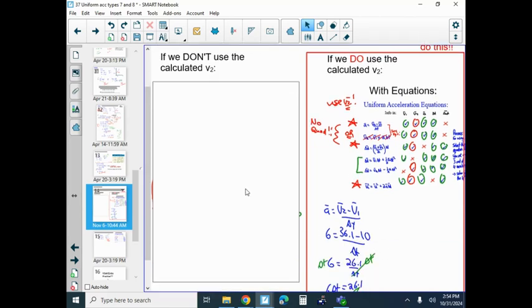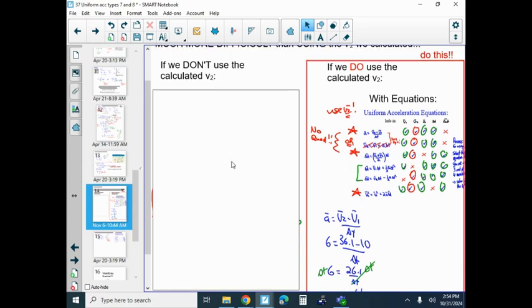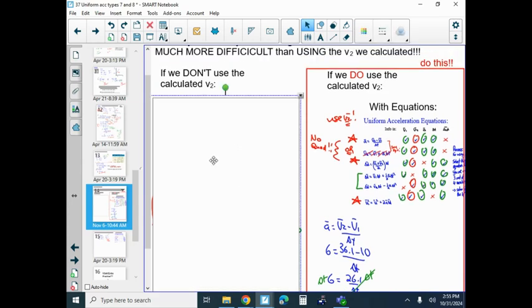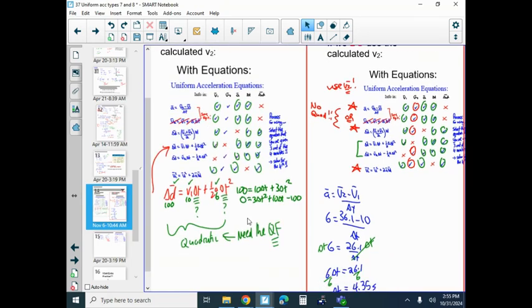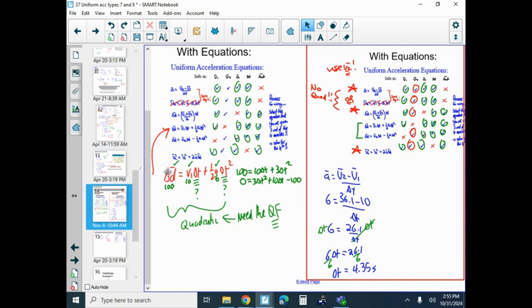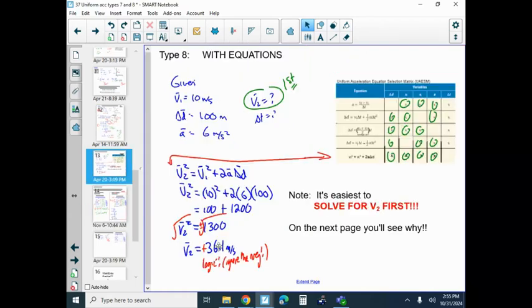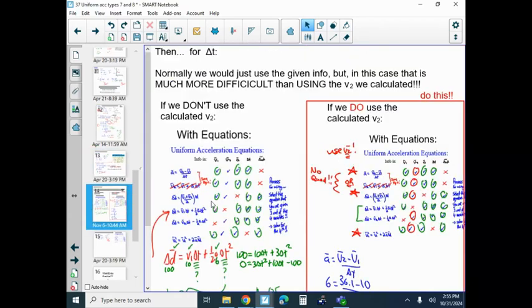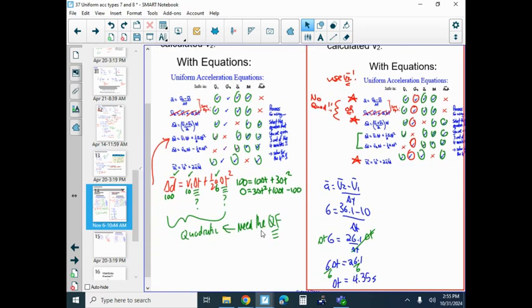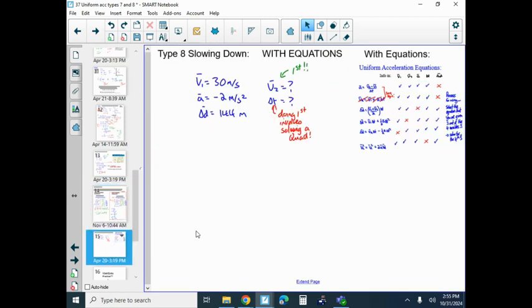If we didn't solve for V2 first, and tried to just get time first, then we end up with this equation being the one we pick, and we have a variable of delta t, but also a delta t squared. So we end up with a quadratic that we have to solve. So again, why not make the healthy choice, the easy choice of solving for V2 first? That way you avoid having to do the quadratic formula in the context of a physics class. So that's what I'm recommending.